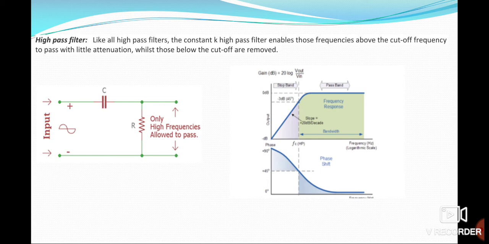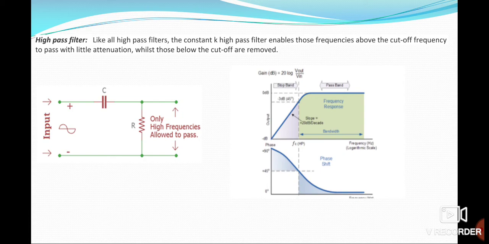So the slope rises at +20 dB per decade above the cutoff frequency, and it will allow the passage of high frequency AC signals. The blue shaded region is called the stop band because it is rejecting the flow of low frequency signals, and on the right hand side, the green shaded portion is representing the pass band, that is it is allowing the flow of high frequency signals.